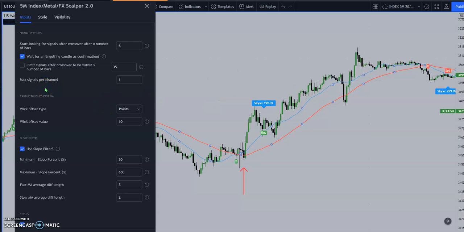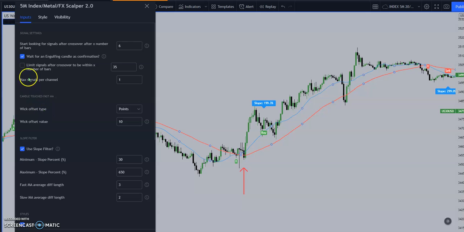Now the second setting in this 5-minute scalper is wait for an engulfing candle as confirmation. So basically that is just the basic rule. If you don't have this set, we will get signals any time after a cross that we come down and touch the slow MA, followed by a bear or a bull candle. So for a buy signal, you wouldn't have to have the engulf. I highly recommend leaving this setting on, but it is there for you to toggle off if you wish.